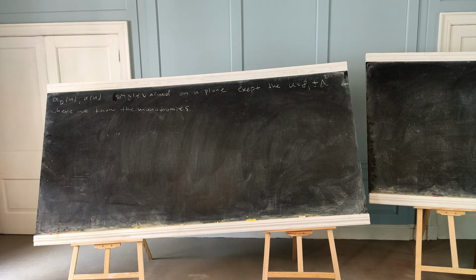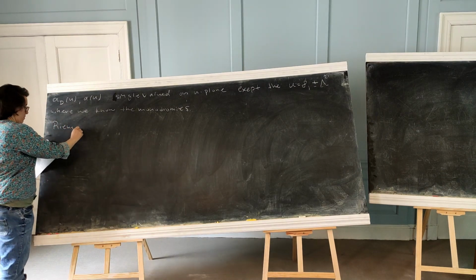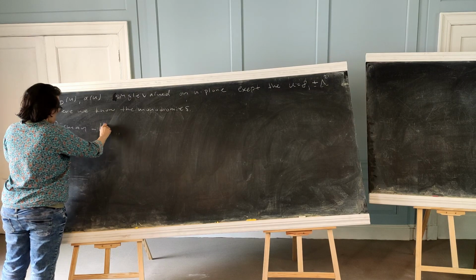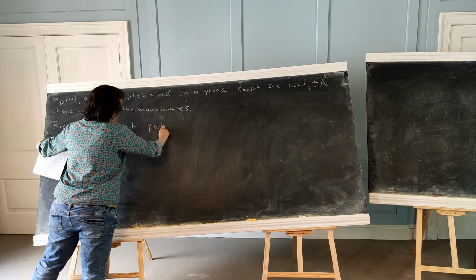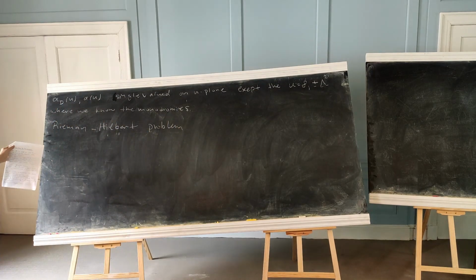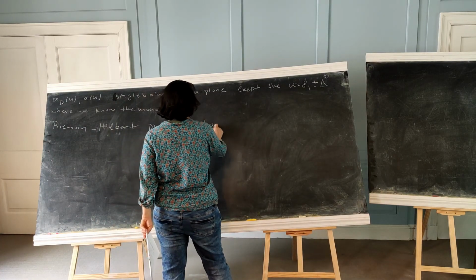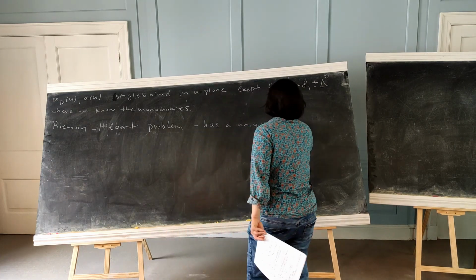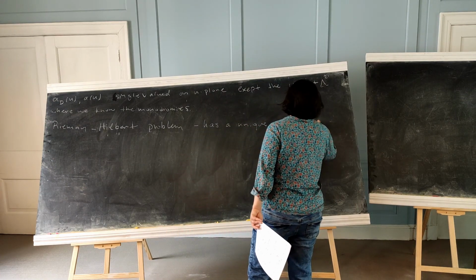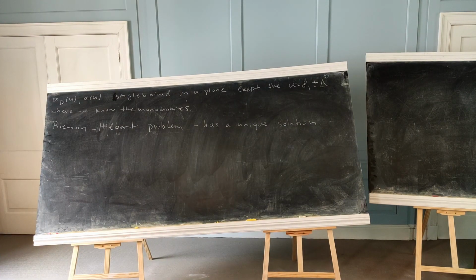And this is a famous problem in complex analysis. It's called the Riemann-Hilbert problem. And what's important for us is that it has a unique solution. So if we find one, we will be very happy because that will be it.